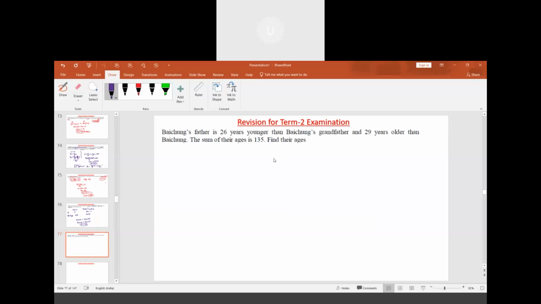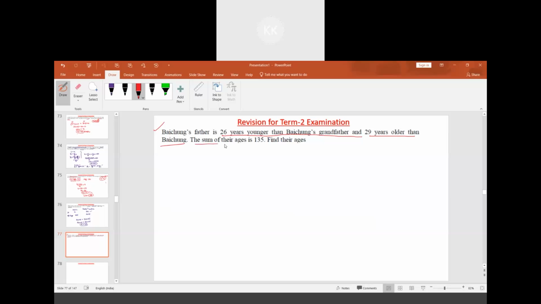This question is from the textbook. It is there in the textbook, sir. One of the important questions. Baijung's father is 26 years younger than Baijung's grandfather and 29 years older than Baijung.